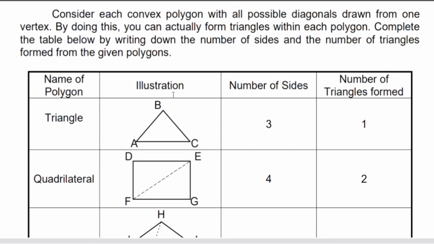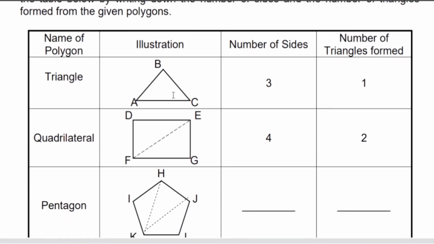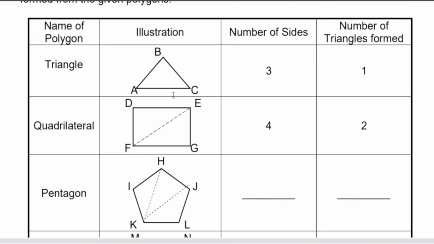Complete the table below by writing down the number of sides and the number of triangles formed by the given polygons. Let us see this table below. We have the name of the polygons, the illustration, the number of sides, and the number of triangles formed.